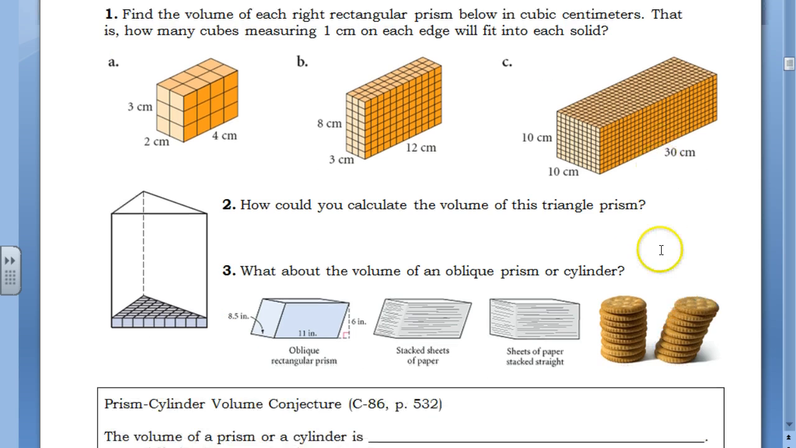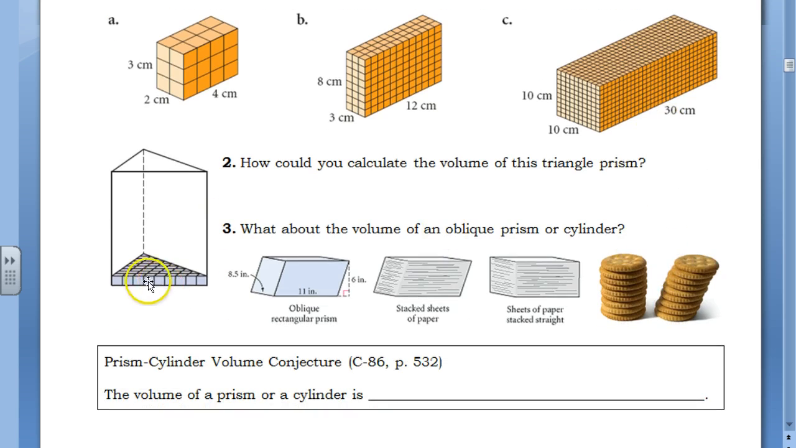We can apply the same idea to a triangular prism. If we know how many cubes are on the bottom layer, times how many layers there are, that'll tell us how many cubes will fit inside the shape. Well, that's just the area of the base, that's how many cubes fit on the bottom layer, times the number of layers.